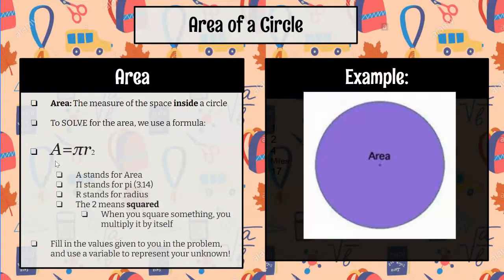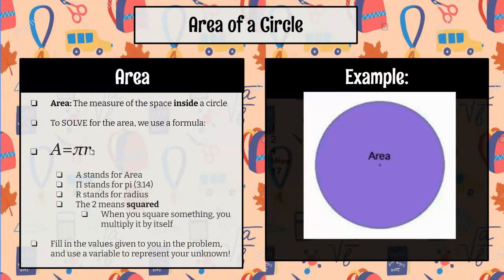And to do that, we use the formula area equals pi times radius squared. Okay, so let's break that down. A obviously stands for area. Pi stands for pi, which we know. We fill in the number 3.14 for that. R stands for radius. And then the 2 right here means squared, okay?